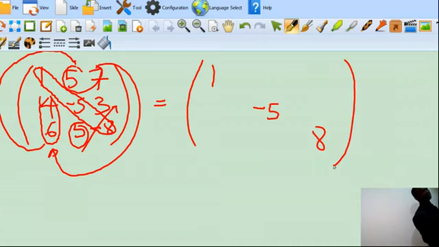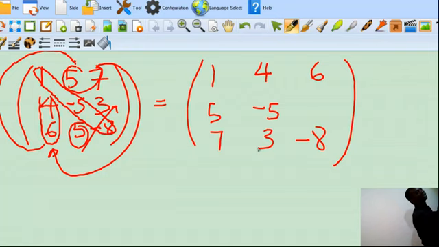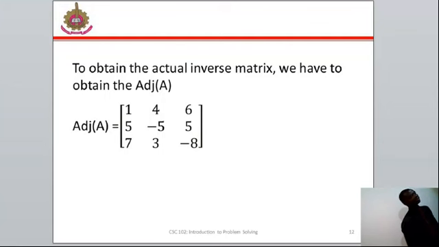What you need to do is, it means that your 4 and 6 will be here, while your 5 and 7 will be here, and this becomes 3, and through this, you have obtained your adjoint. Let's go back to our slide and continue. So that's our adjoint, as you can see on the slide.